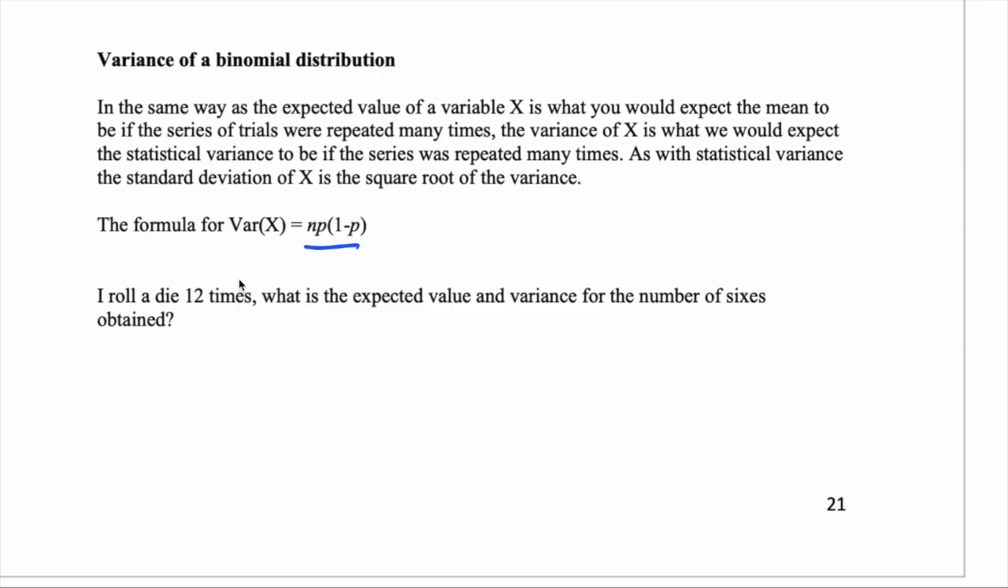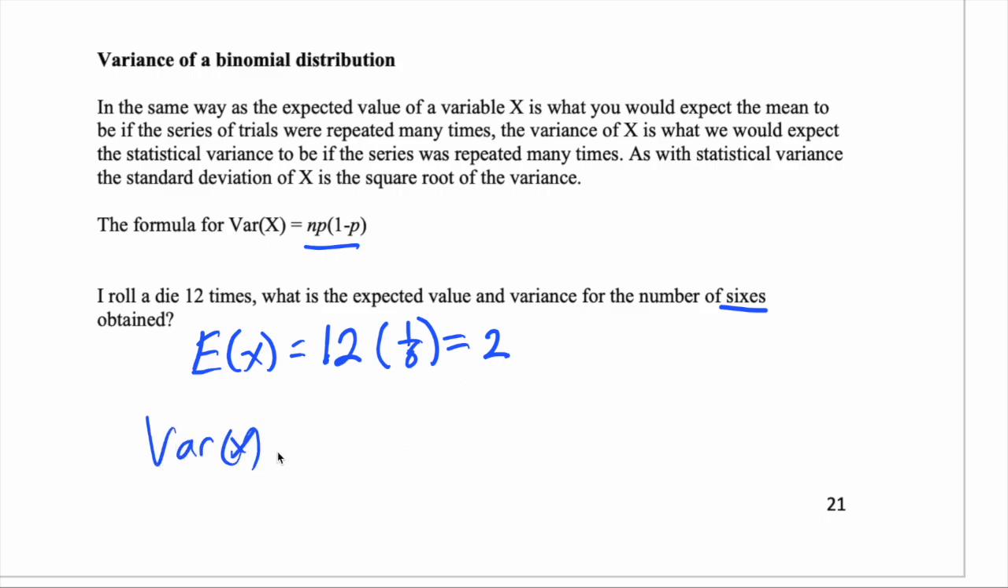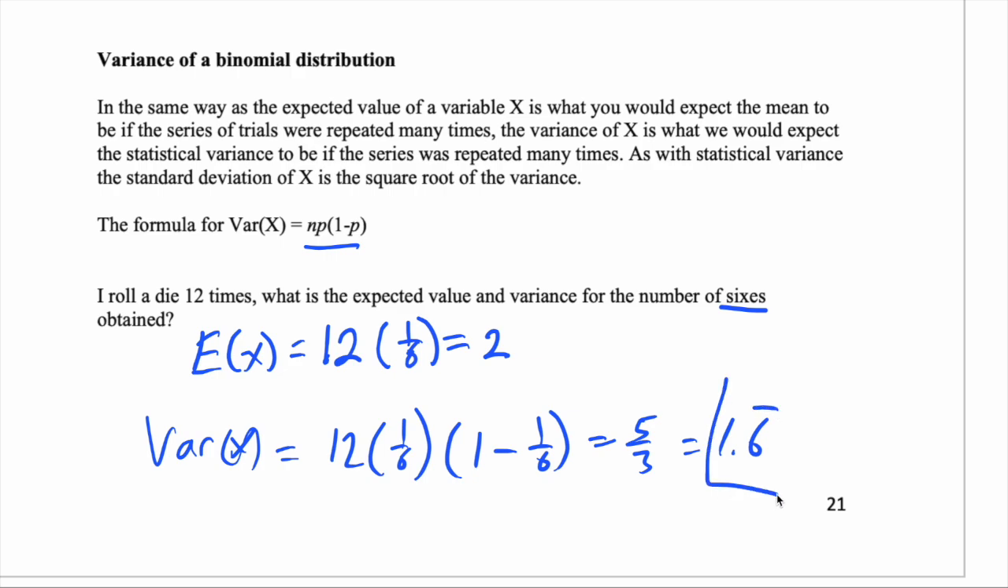So let's check out this here. It's just dice rolls. The expected value when you roll dice is the expected number of sixes. So looking at the probability of getting a 6, you just do np. If you roll 12 times, obviously you'd expect to get on average 2 sixes. And the variance, you can just use the formula. It's np(1 minus p), so it's 12 times 1/6, and then 1 minus p is 5/6. That works out to 5/3 or 1.6 repeating. So very easy formulas to use, but they're often overlooked.